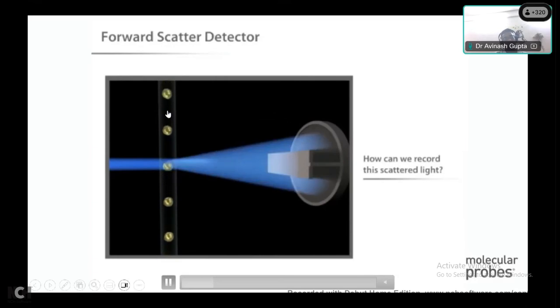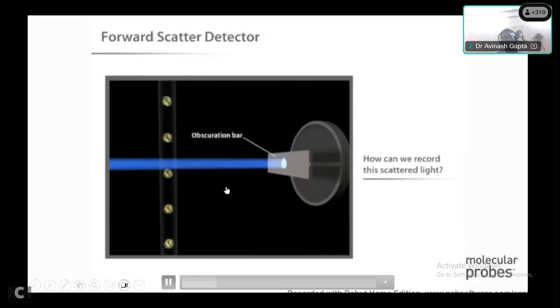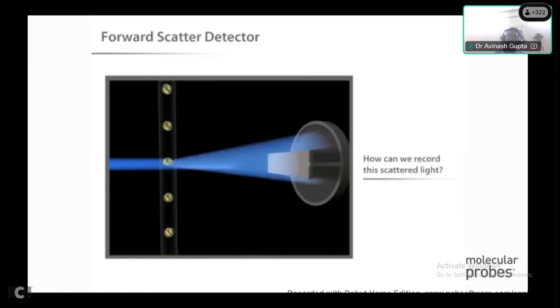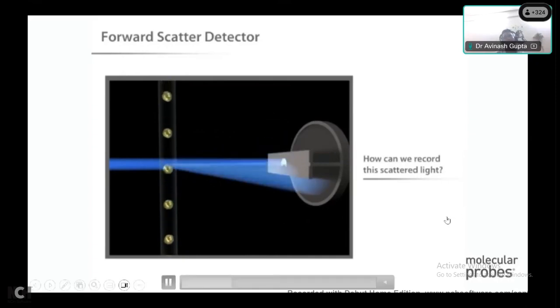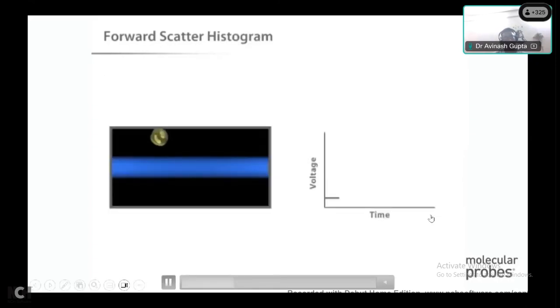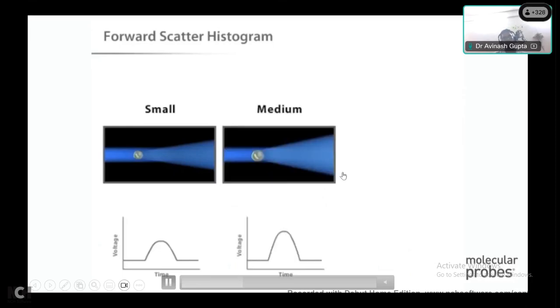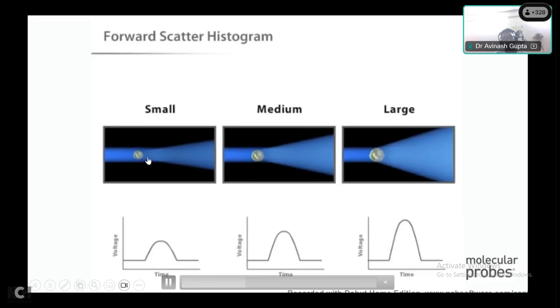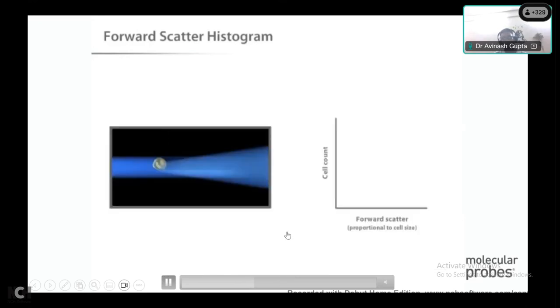If you see here, cells are coming one by one across the laser light, and the light is diverted, and this diverted light is collected by a channel. This channel will further create a voltage pulse, and then you will have some data about the forward scatter, which will tell you the approximate size of this cell. If the cell is small, the pulse which is generated is of small height. If the cell is a larger cell, then the size is more.